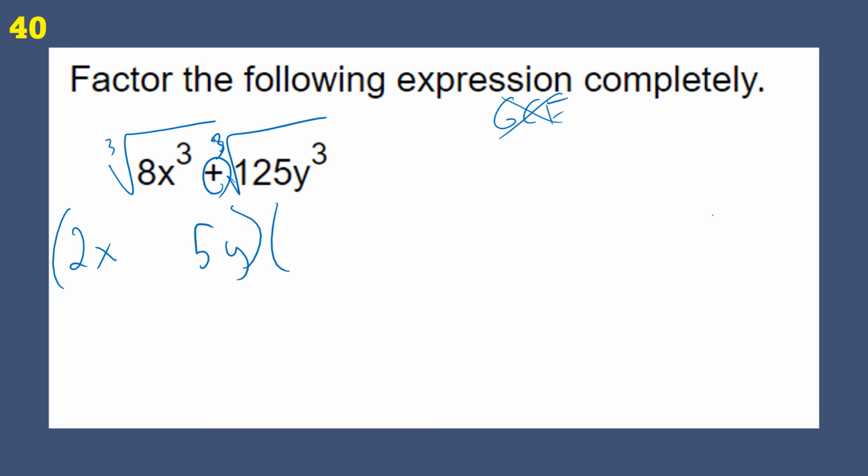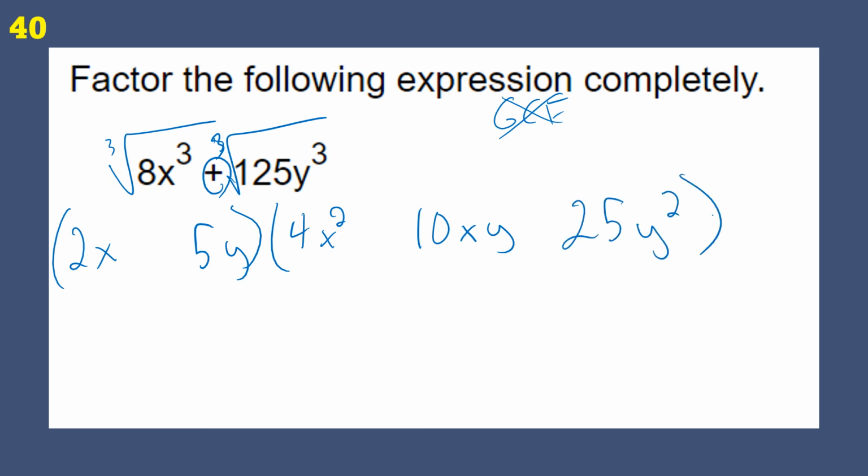The next thing I'm going to do is I'm going to square what I had there. The 2x squared is going to be 4x squared. I'm going to multiply them together, and that's 2x and 5y makes 10xy. And I'm going to square the last part, which is going to be 25y squared.